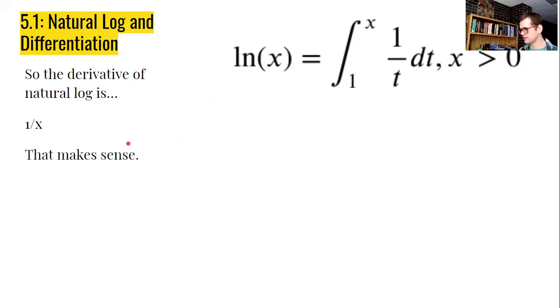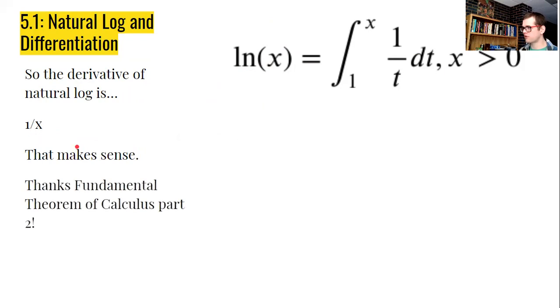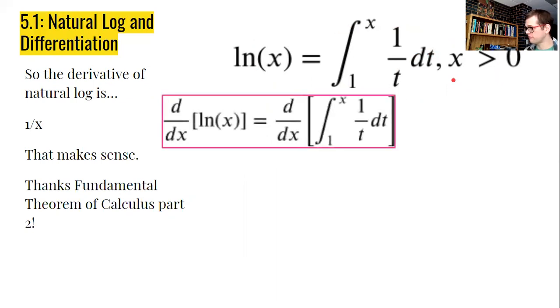And that kind of makes sense. If you don't see why, it's from the fundamental theorem of calculus part 2, or the second fundamental theorem of calculus, depending on how Mr. Weimer talks about it. I know he and I talk about it slightly differently, but not much. So let me show you why. I have this expression. I'm saying natural log is defined this way, right? Well, let's take the derivative of both sides.